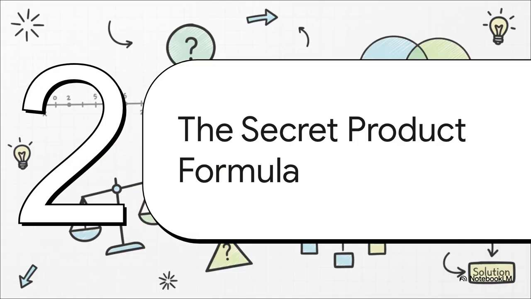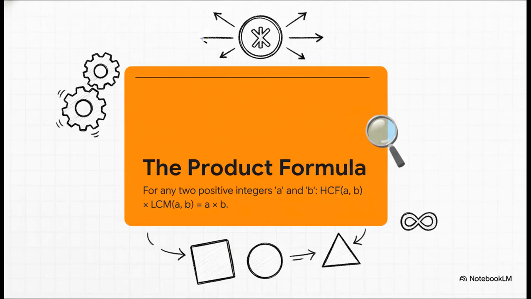All right, tool number 2 in our toolkit. And this one is a fantastic shortcut. It's a secret formula that shows you this really cool relationship between the HCF and LCM of any two numbers. So here it is. The HCF of two numbers multiplied by their LCM is always, and I mean always, equal to the product of the two numbers themselves.